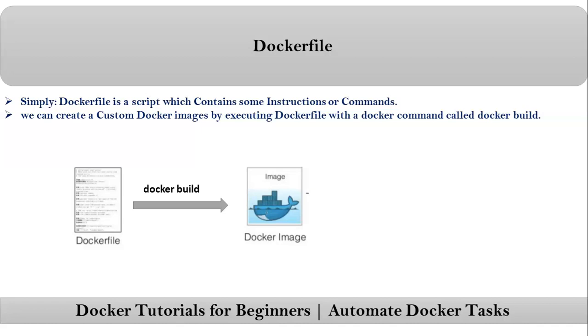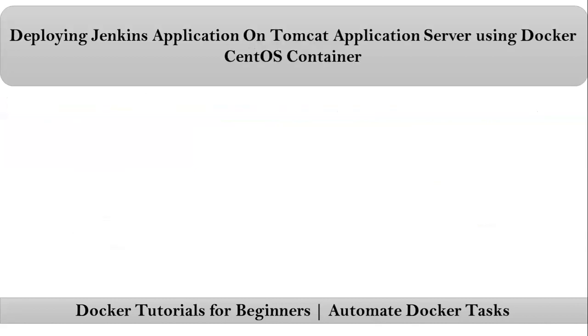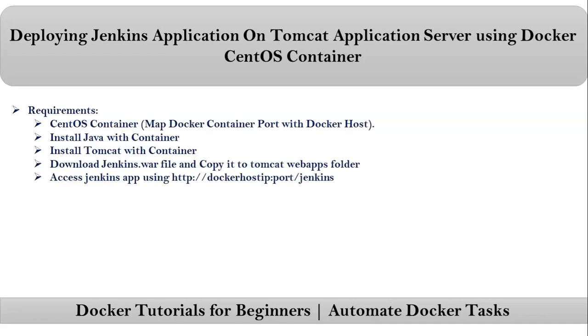After that we know how to create a container from a Docker image. Simply by using the docker run command, we can create a Docker container from a Docker image. Fine. Now here, let me take our previous example itself, that is deploying the Jenkins application on a Tomcat application server using a Docker CentOS container. So actually, if you go with manual steps, these are the steps to create your setup.